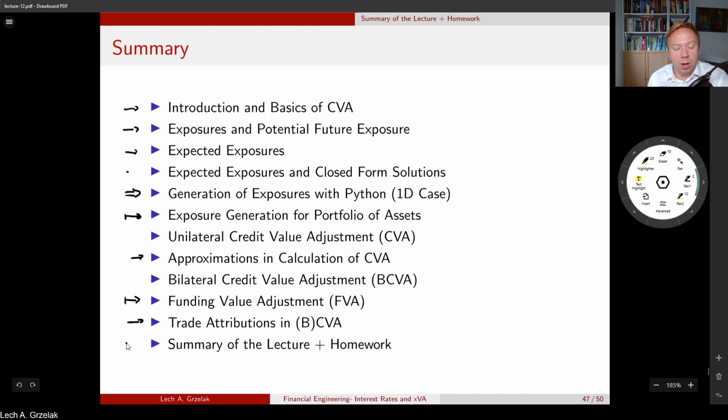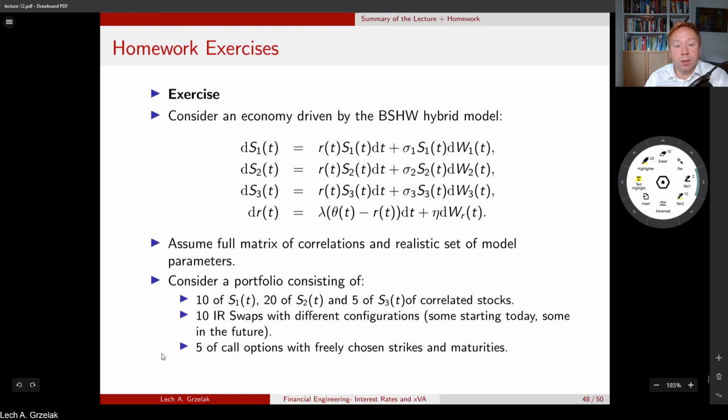And now is the time to summarize the lecture and also the homework. I would like to give you the homework. I have prepared 3 exercises for today.